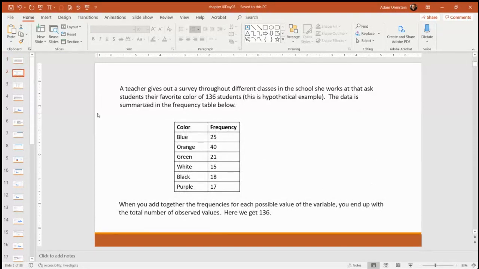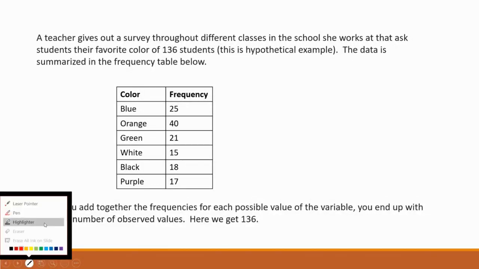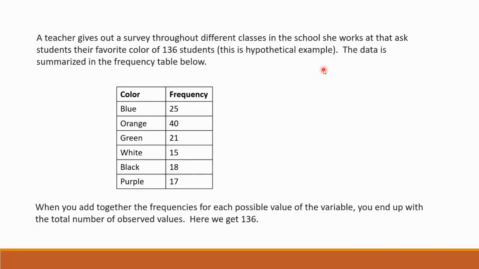So let's say a teacher, again, I might have done this last time, gives out a survey through different classes in the school that she works at. She's asking 136 students what their favorite color is. Once she gets the results, these are the results she gets back. As you can see here, we have a frequency table. Of the 136 students, 25 of them said blue, 40 of them said orange, 21 said green, and so on.